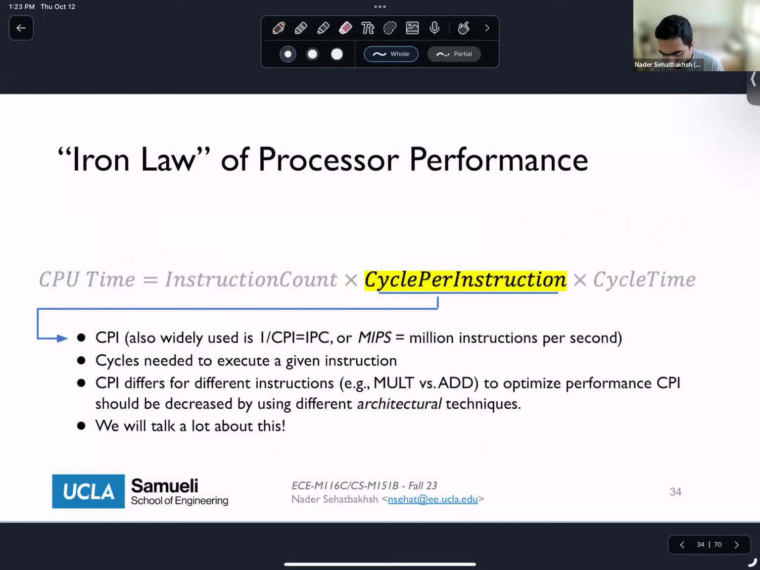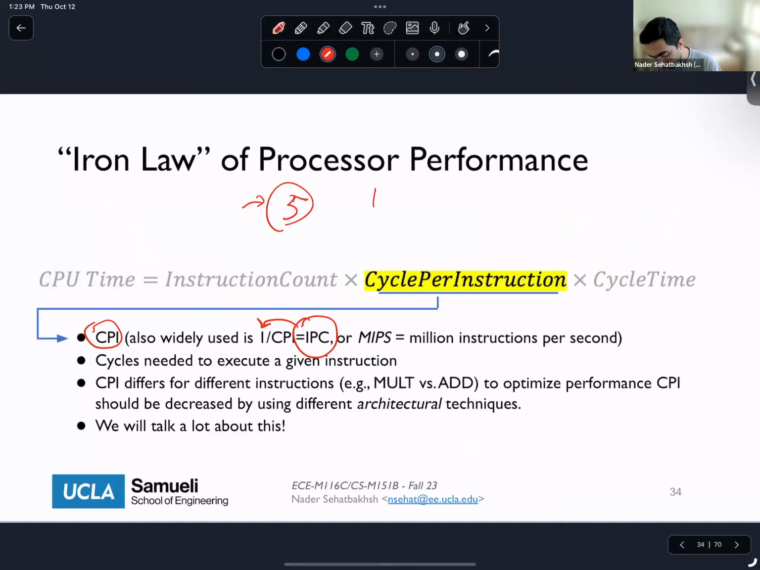The second thing is cycle per instruction, or we call it CPI. Another thing that is widely used is IPC, or instruction per cycle. IPC is 1 over CPI, okay? If cycle per instruction is, for example, 5, it means that it takes 5 cycles for finishing an instruction. Your IPC is 1 over 5. It means that per cycle, you just run 1/5 instructions, right?